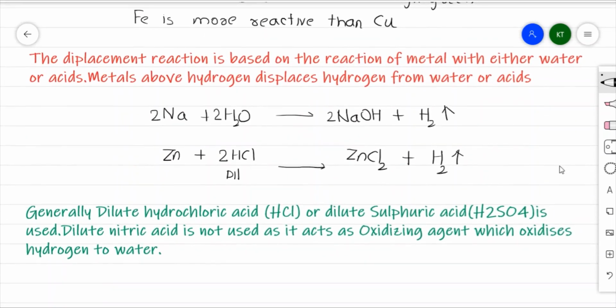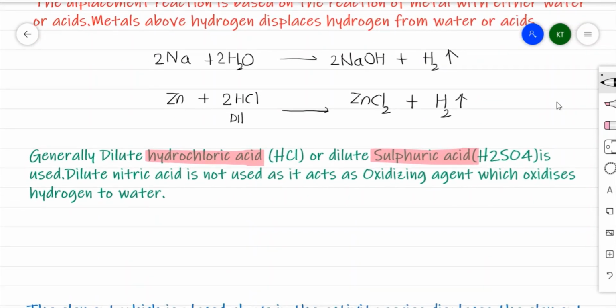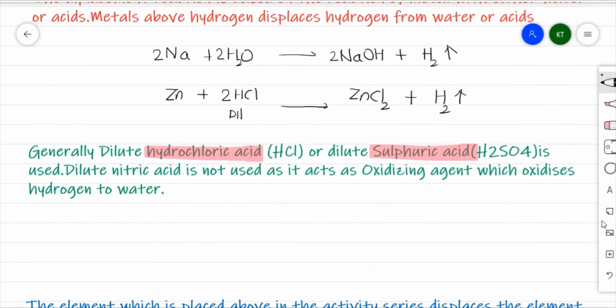Now generally whenever we try to work out this reaction, we employ either dilute hydrochloric acid or dilute sulfuric acid. Nitric acid is generally avoided, because nitric acid acts as an oxidizing agent. So as an oxidizing agent, the hydrogen released gets converted into water.